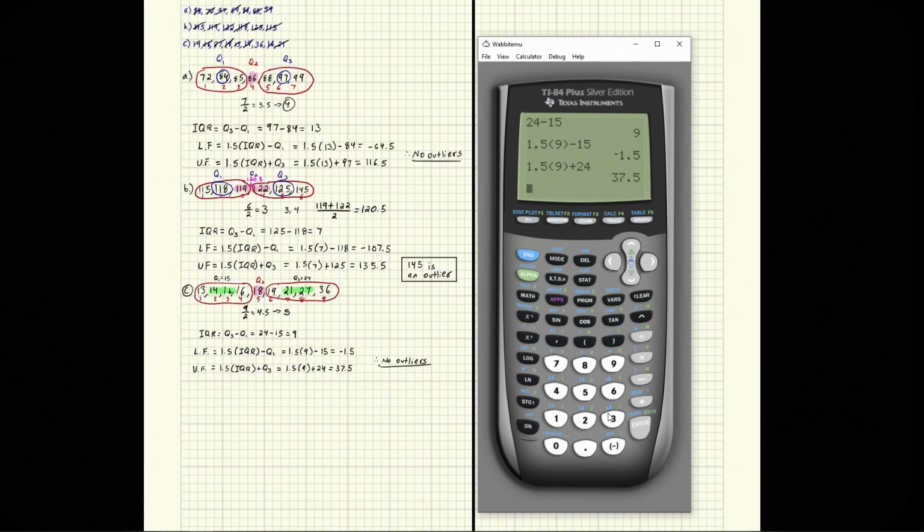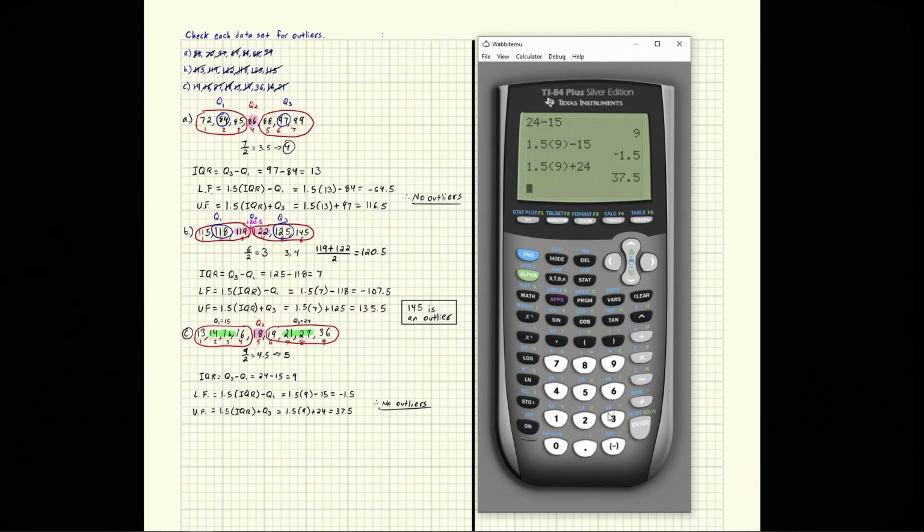So that's how you do questions like this. In each of these cases, we got a negative lower fence. You can have a positive one. It just so happened that we wound up with a negative one each one of these times. So we didn't wind up with any lower outliers.